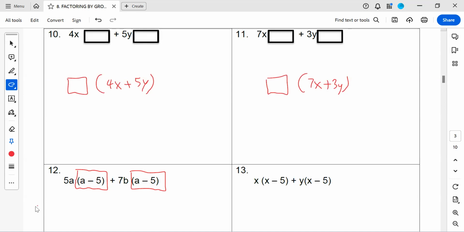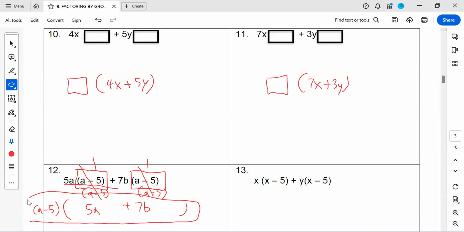So I'm going to put my rectangle as my greatest common factor, which is just the parentheses. And then now I'm going to divide by it. This cancels out to become a 1, and I'm left with just 5a. And then this cancels out to become a 1, and I'm left with just 7b. And just like that, I factored out my rectangle.